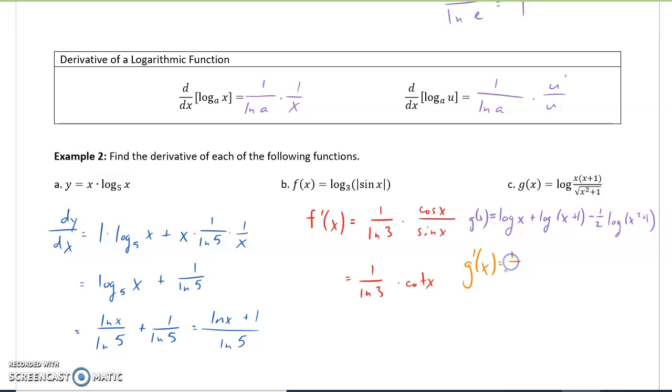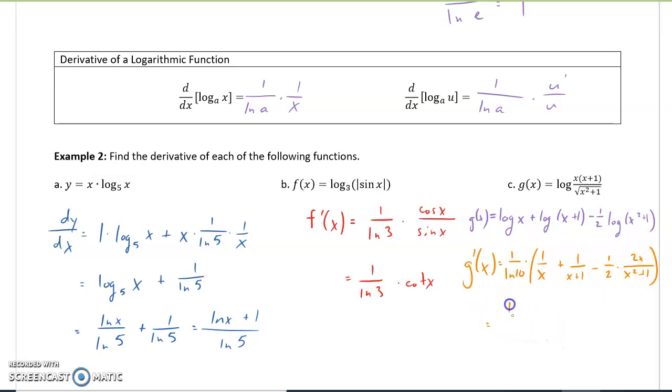that's the common log, so that means it's base 10. So 1 divided by the natural log of 10 times 1 over x. In fact, all of these are going to be base 10, so I'll just keep this factored out. Plus 1 over x plus 1, that's for this one, and then minus, we'll have 1/2, and then the x squared plus 1 goes in the denominator, but the 2x goes in the numerator. That's the derivative of the denominator.